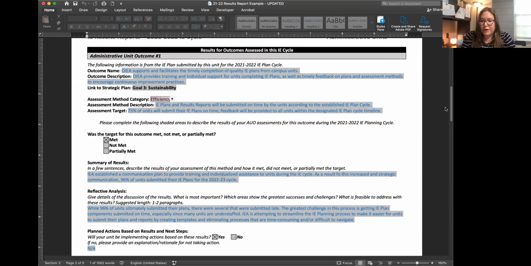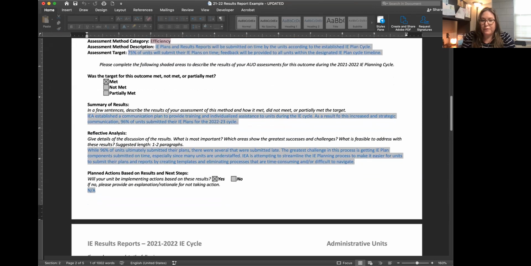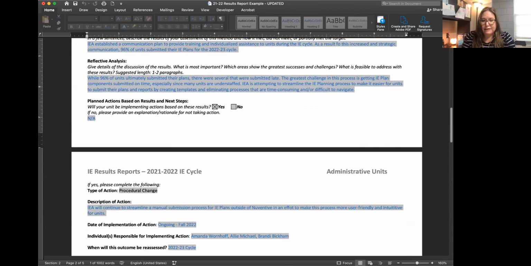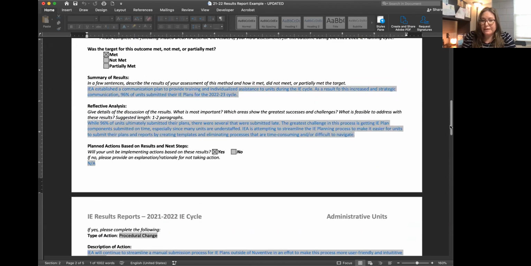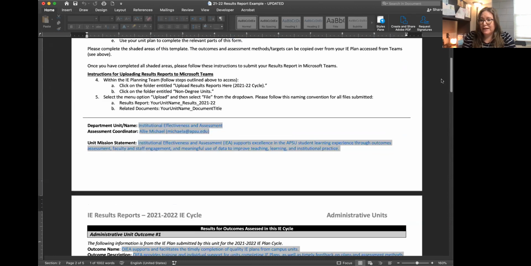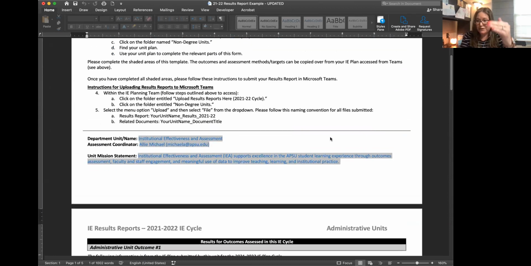And then you get into the actual meat of the results report. So this is going to ask you, was it met, not met, or partially met, which we discussed earlier, and you just select which one. And then you fill in the summary and the reflective analysis. And it's pretty straightforward. What I like about this is that it takes everything that was in Nuventive and puts it all in one place.